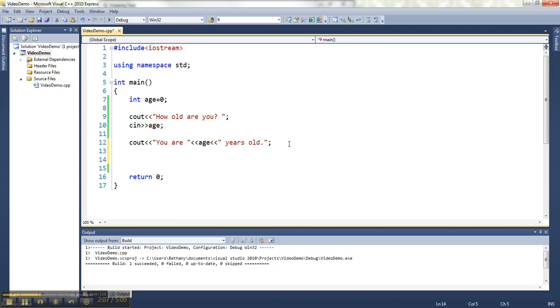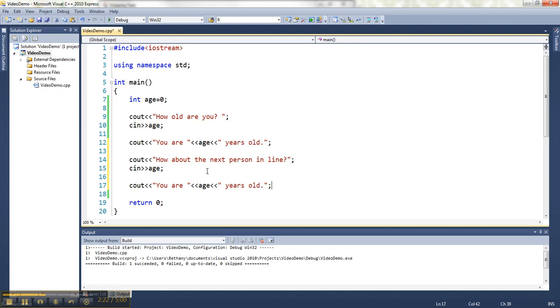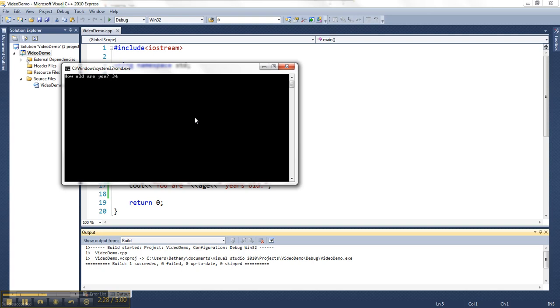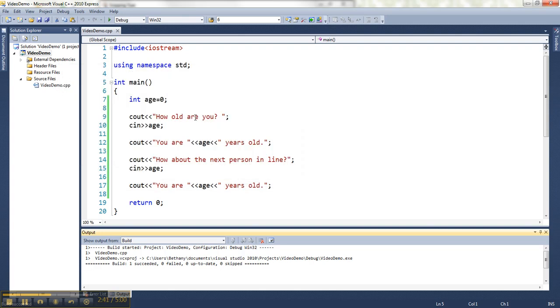Okay. I can reuse this too. I don't have to create a new variable to be able to read into it. So how about the next person in line? Like, let's say there's more than one person going to answer here. I can just go straight into the same variable, and it will overwrite whatever was in there originally. So I can do this twice in a row, essentially. How old are you? 34. Let's say the next person in line is 20. So I could use that same variable two times without having to create a second one, because they're both just sort of little temporary things. I don't need to keep them around when I'm done. So that is how you read in a value from the keyboard.